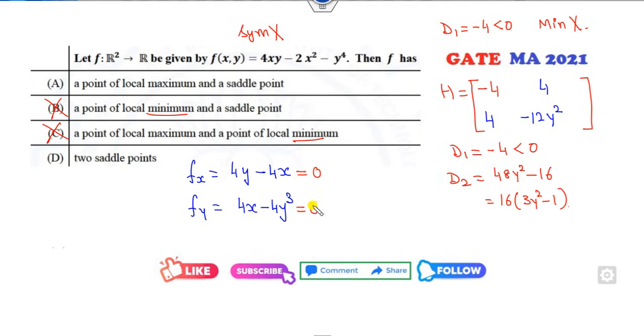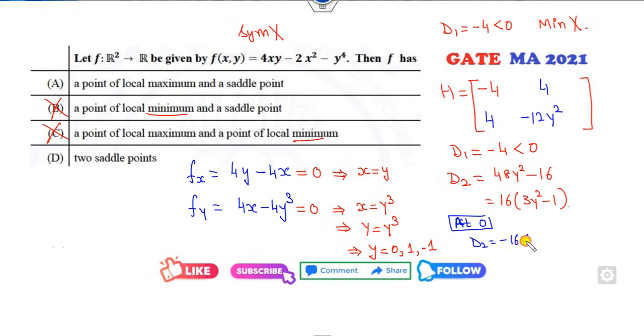I can substitute this as 0. From here I get x is equal to y. From here I get x is equal to y cube. That means y is equal to y cube. That means y will be either 0, plus 1 or minus 1. Fine. So now I can check at the points. So when at the point 0, what is the D2?